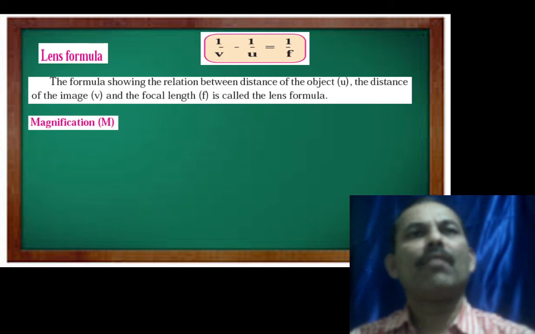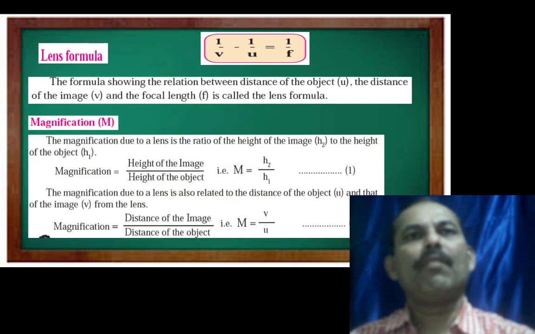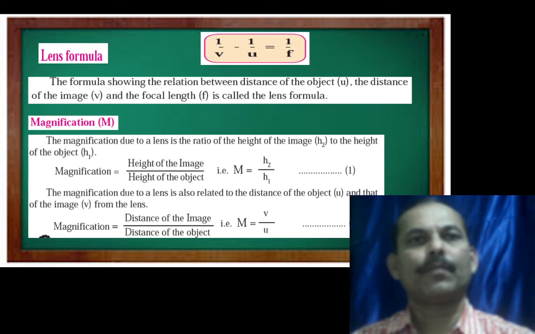Then what is magnification? Magnification due to a lens is the ratio of the height of the image, that is h2, to the height of the object, h1. The ratio of the height of the image to the height of the object is known as magnification. That is, magnification equals height of the image h2 upon height of the object h1. M equals h2 upon h1.